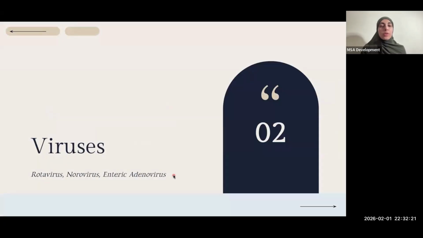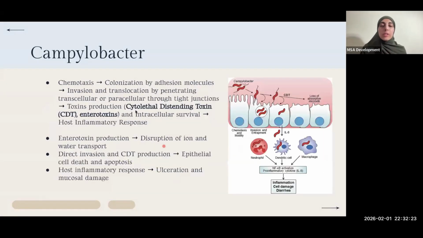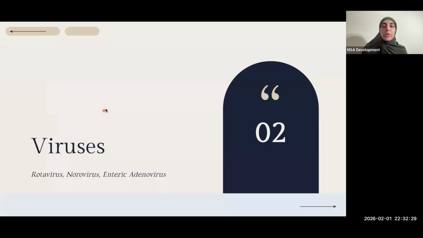Okay, so you should also remember the cytolethal distending toxin for Campylobacter, CDT. Okay, so we're done with the bacteria. Now we will move on to viruses. We'll talk about rotavirus, norovirus, and enteric adenovirus.